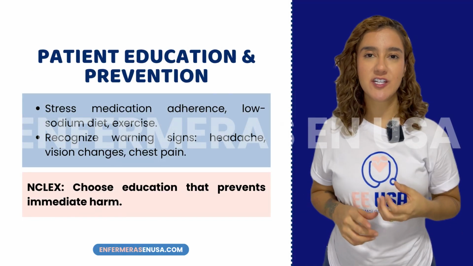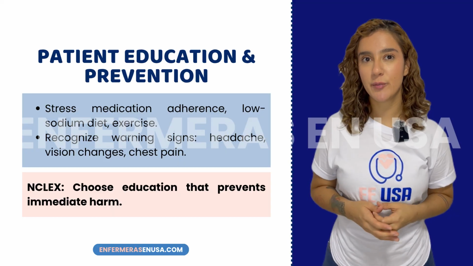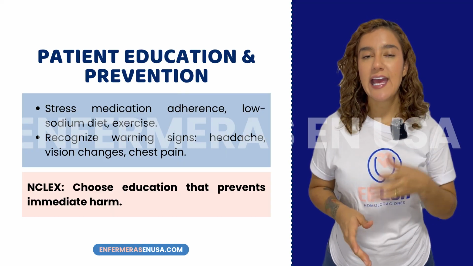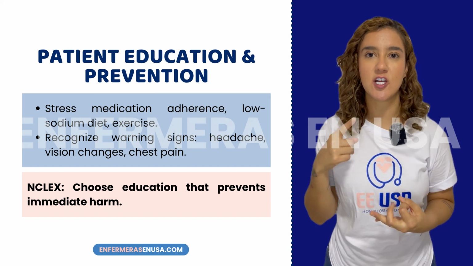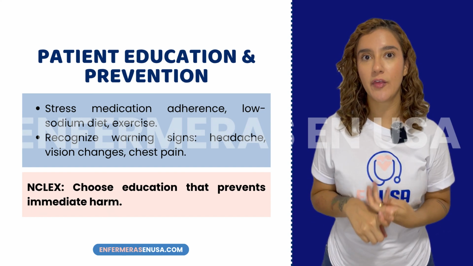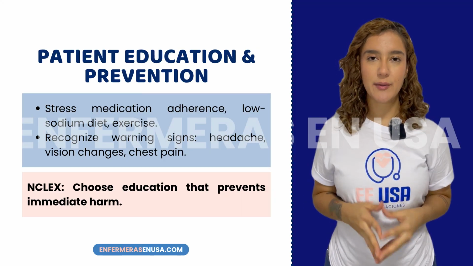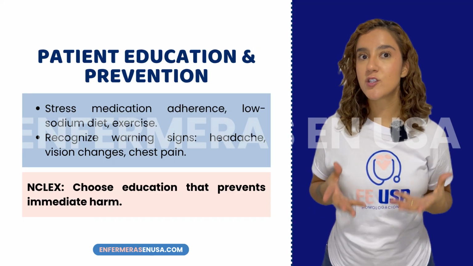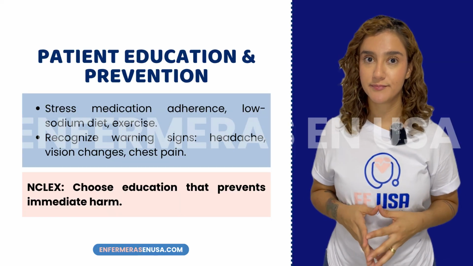Don't forget patient education and prevention. Teach adherence to chronic hypertensive therapy, low sodium diet, physical activity, and weight control. Explain warning signs: severe headache, blurred vision, chest pain, or shortness of breath, and when to seek emergency care. An NCLEX education tip is to choose the answer that focuses on preventing immediate harm: what to do if blood pressure rises suddenly and when to call for help.